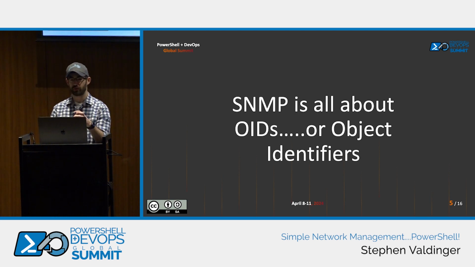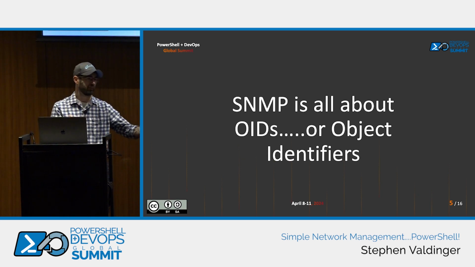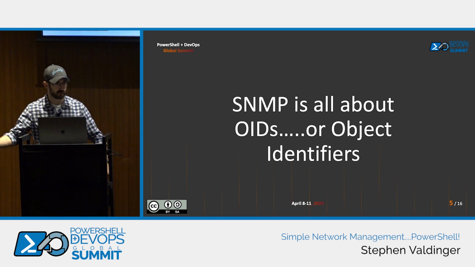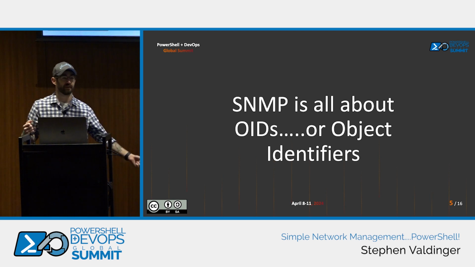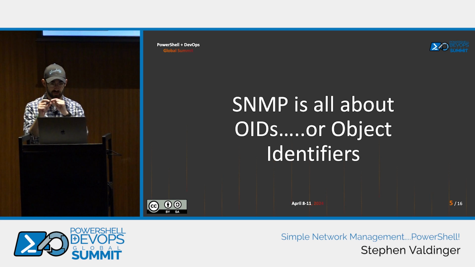But at its heart, SNMP is all about an OID, this identifier of the thing that you're trying to poke, whether that's a temperature sensor on a rack or a humidity sensor in a data center or a fan inside of a switch or whatever it is. Those OIDs are the things that you're going to pull for the data.